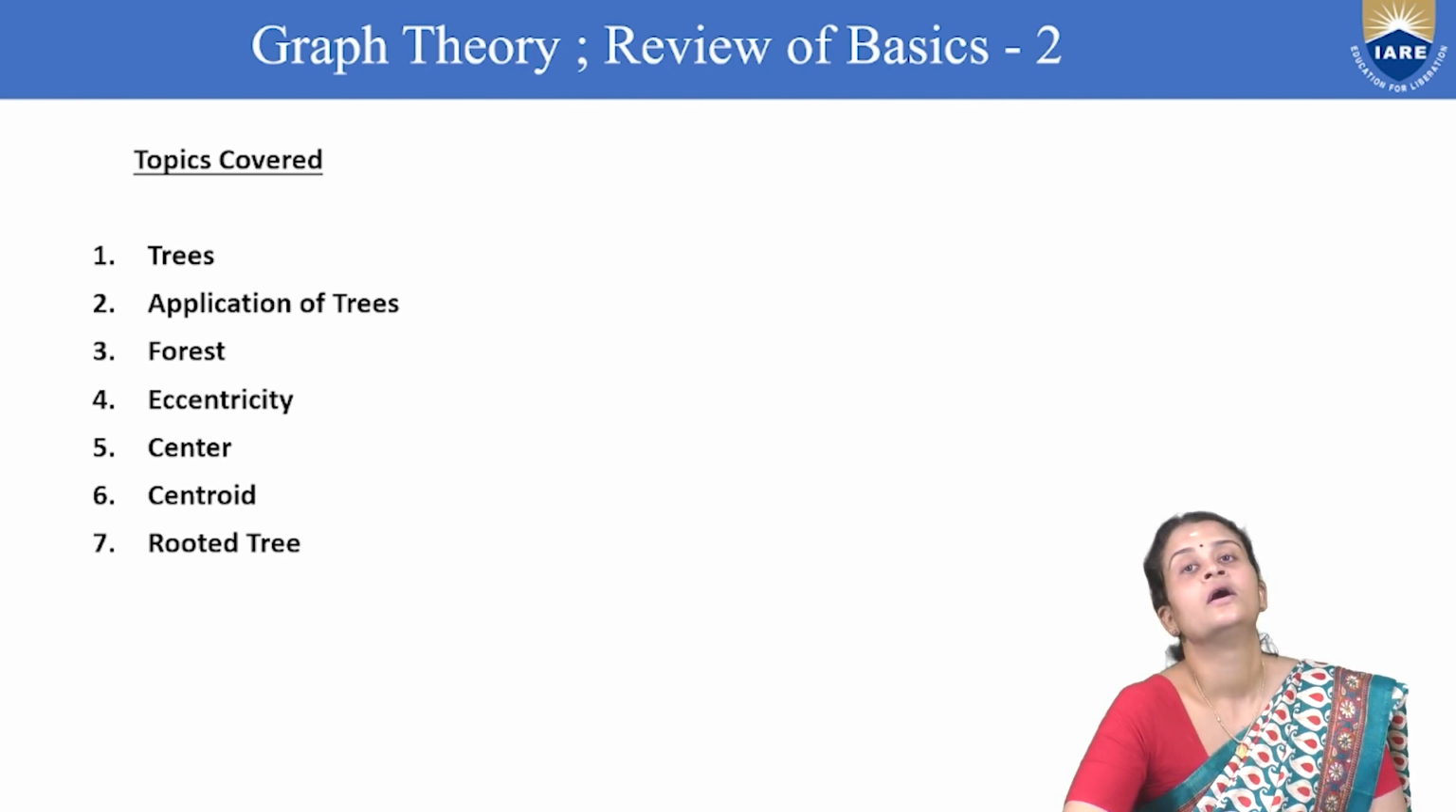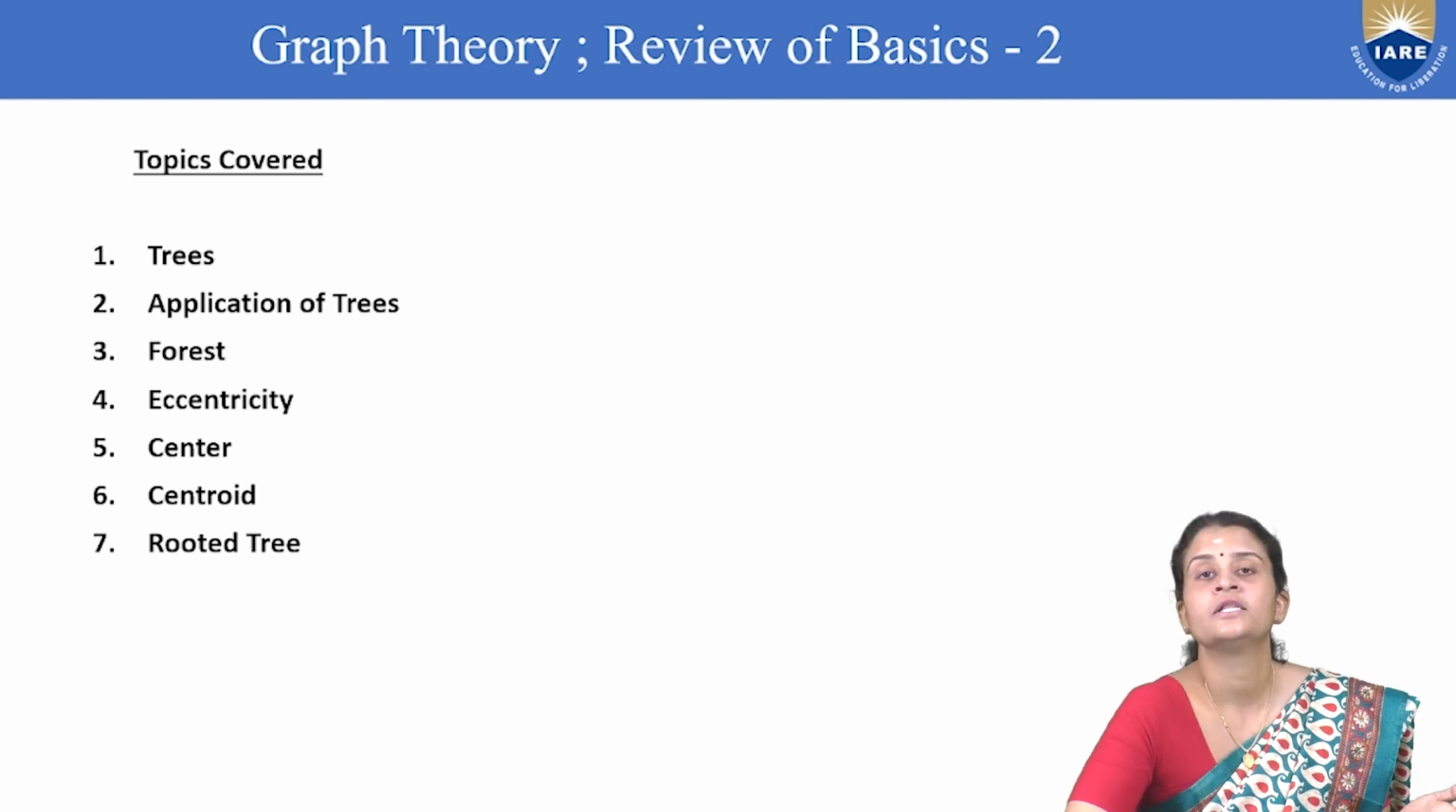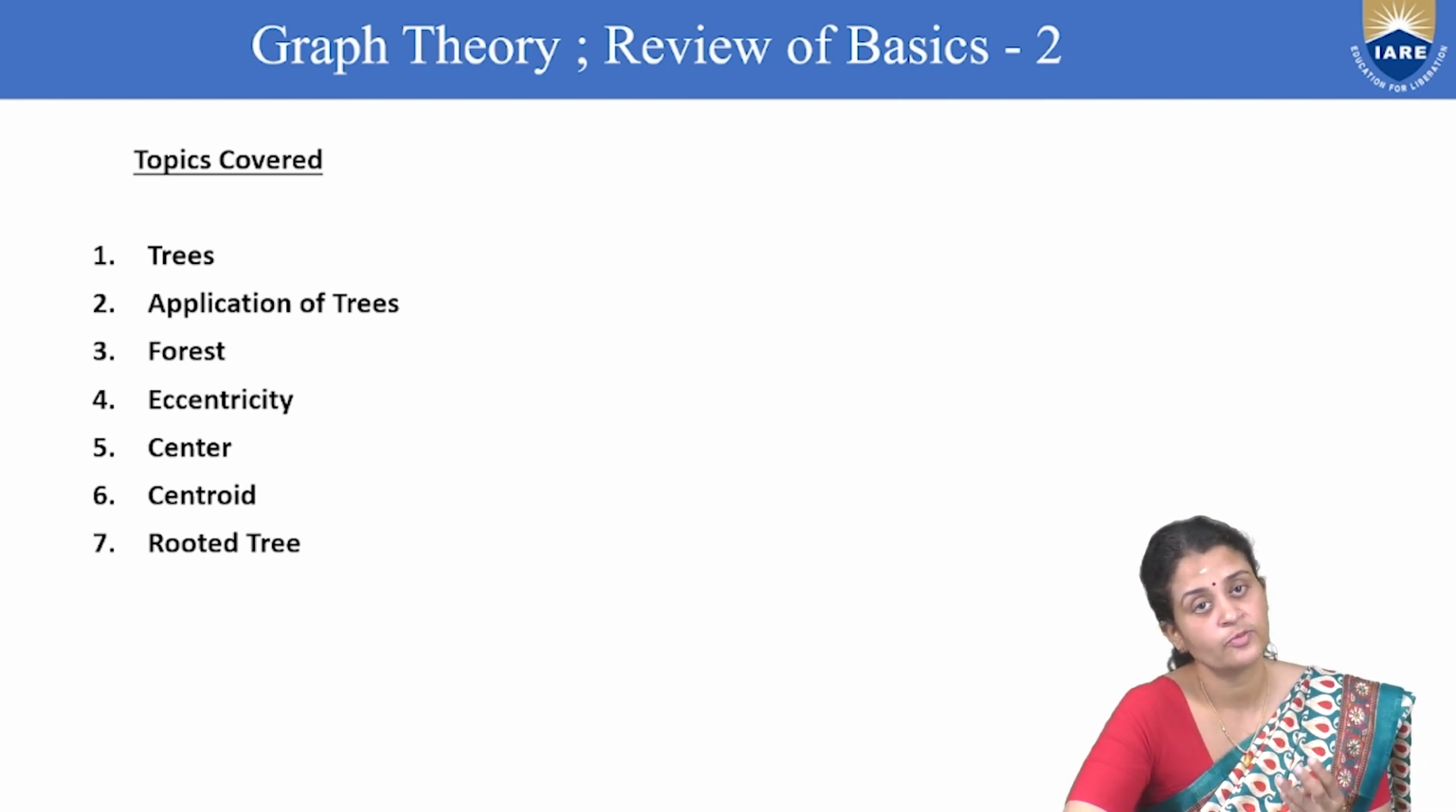Then eccentricity. What is eccentricity? First we saw what the distance between two vertices is, and the eccentricity is the maximum distance between a particular vertex and the farthest vertex from it. And we saw what the center is. Center means the vertex with minimum eccentricity. And what is centroid? The removal of a vertex which disconnects the graph into trees such that the number of vertices in a particular component is at most half the number of vertices in the original component.